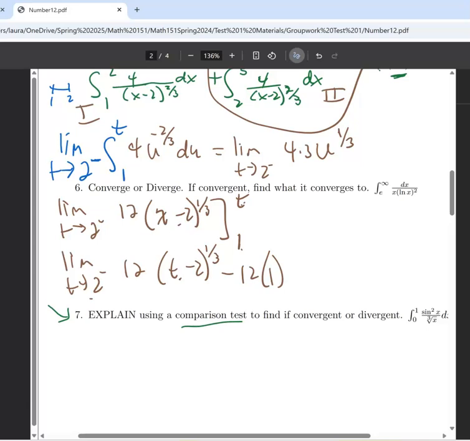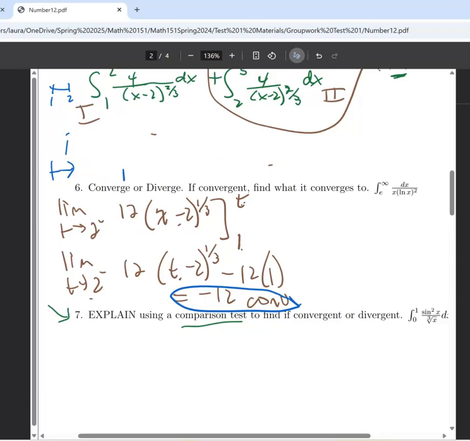Plug in t equal 2. Oh, will you look at that? This gives me an answer of negative 12. That means it converges. Kind of bad news, right? That means you have to go do the other part. Okay, so let's make some room here. So this one converges, and I'm just going to save that answer of negative 12. Now let's go do this other part, because I have to combine the two parts.